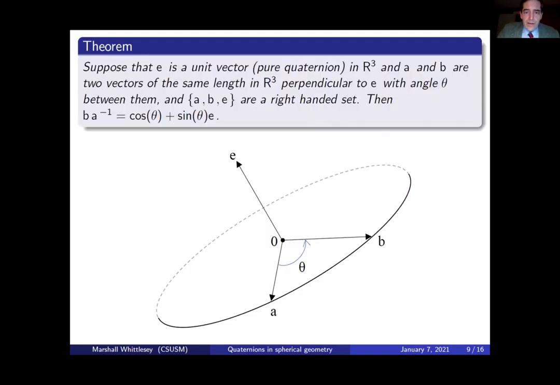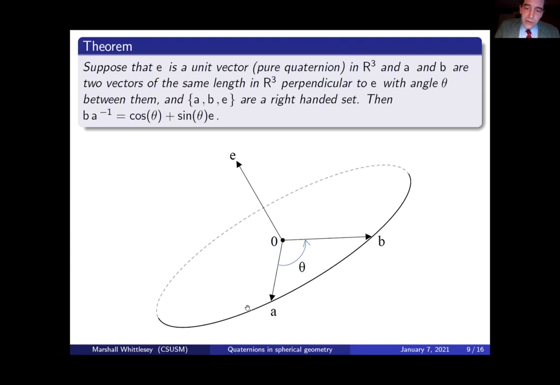All right, so what we're going to do is look at a pair of unit vectors in space, A and B, and suppose we have an angle theta between them. Consider the plane containing A and B, and then the vector E, which is perpendicular to those two. E is really just the cross product of A and B. Then it turns out that if you divide B and A, BA inverse, as quaternions, the quotient is cosine theta plus sine theta E, where E is this vector and theta is the angle between A and B.